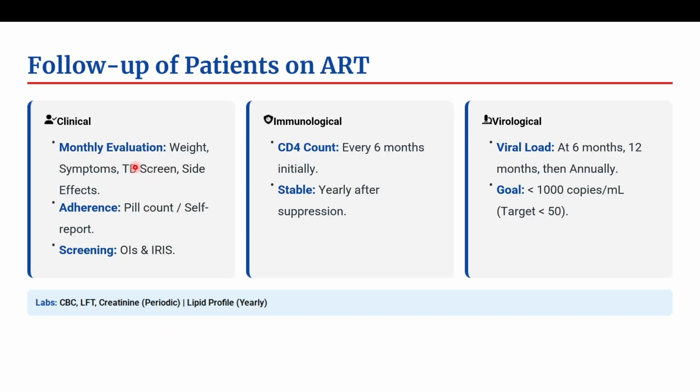Follow-up of patients on antiretroviral therapy: monthly evaluation of weight, symptoms, TB screening, adherence by pill count and self-reporting, and screening for opportunistic infections and immune reconstitution inflammatory syndrome in case of tuberculosis. CD4 count is measured every 6 months initially, once stable yearly after suppression of viral load. Look for viral load remission at 6 months, then 12 months, and then annually. The goal is to keep the viral load less than 1000 copies per ml. You can go up to a target of less than 50, which is a highly achievable viral load target. Check CBC, LFT, creatinine periodically, and lipid profile yearly.